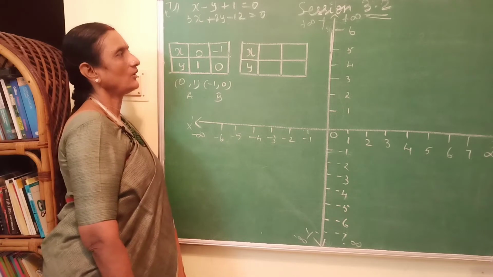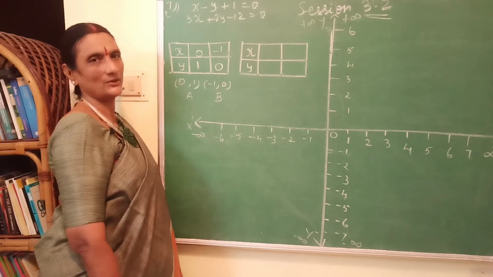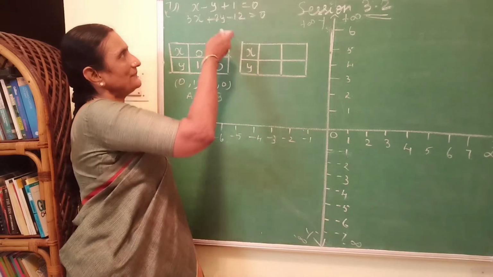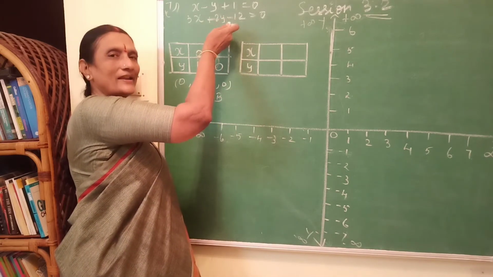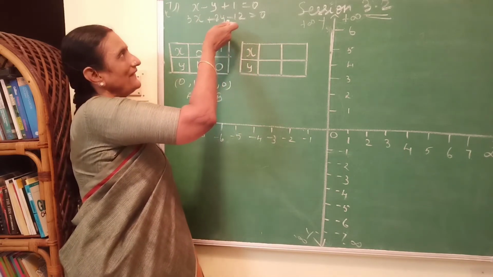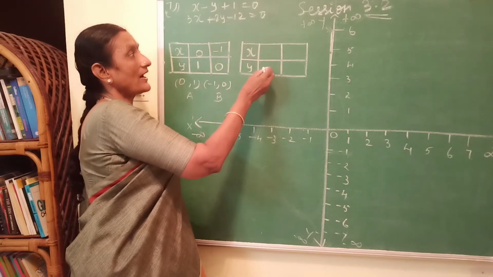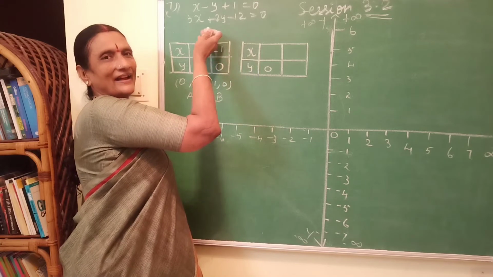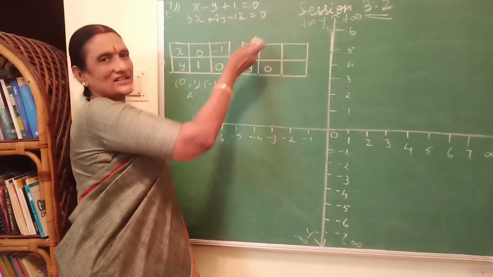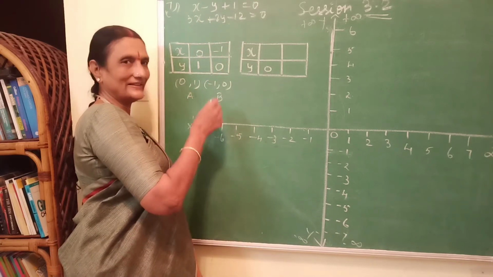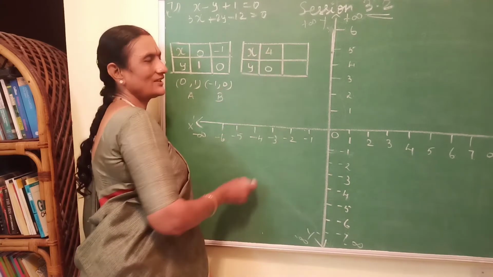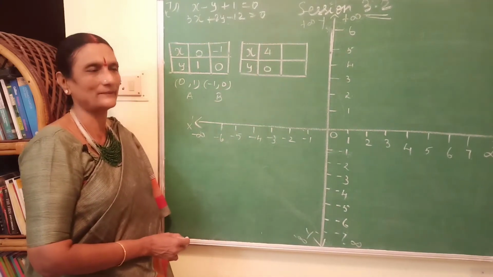Okay. Now let us go to the second equation. Second equation, let me take the value y as 0. If I take the value 0 for y, so what will happen to the x value? 3x minus 12 is 0. Therefore, x is equal to 4. So, 4, 0 is 1 point.